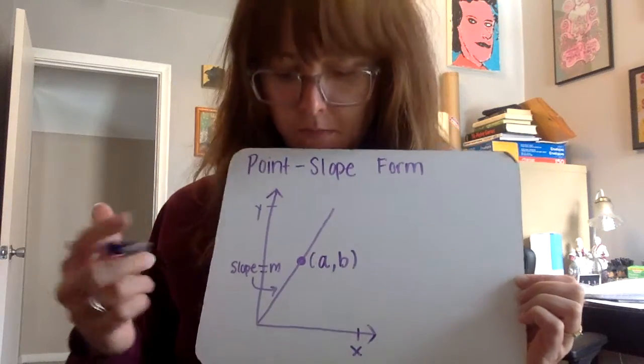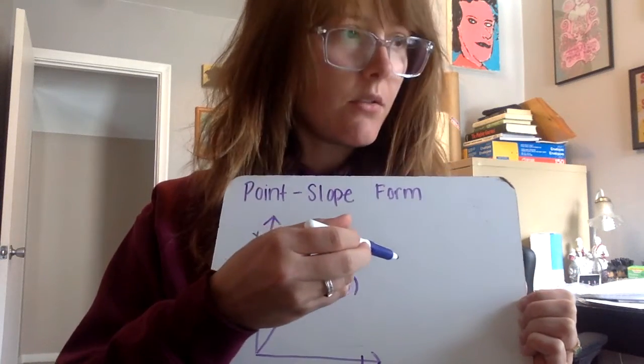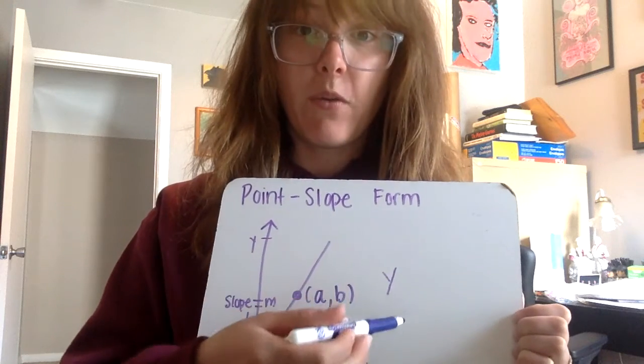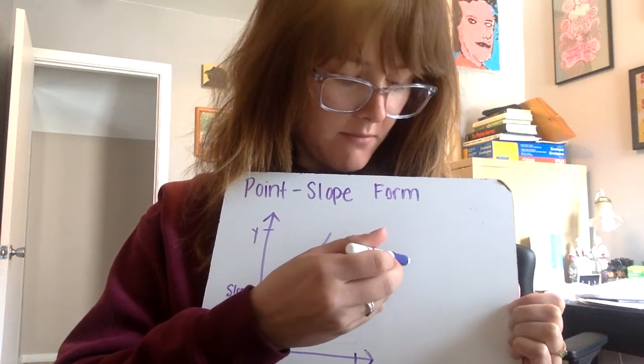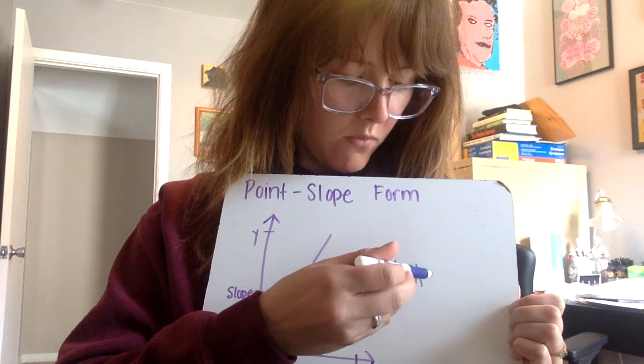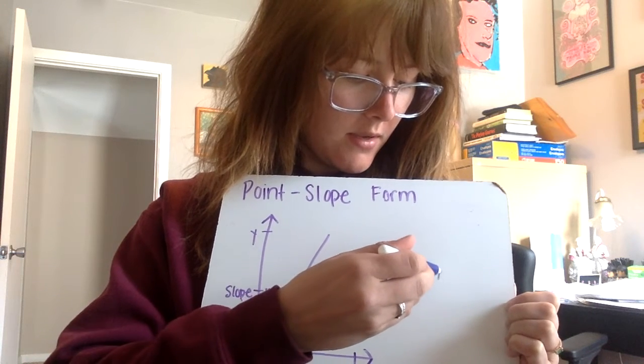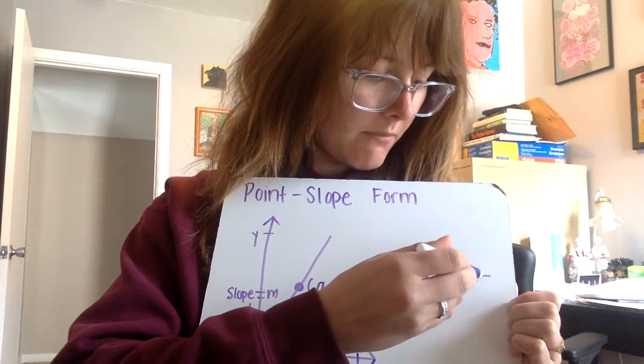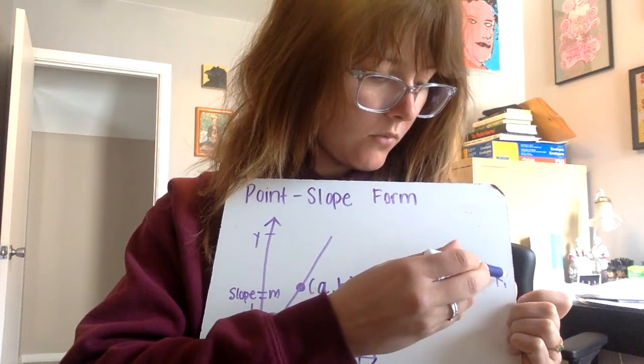So I'm going to try and do this upside down. So our point slope form is y minus y1 equals m times x minus x1.